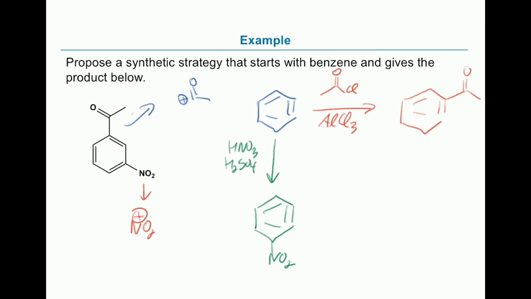All right, what do we do next? If I'm at my acyl, the red guy up top here, I need to now nitrate it, right? So I'll use the same conditions, HNO3, H2SO4. That'll get me to my nitrated product. Question, where does the nitro go? Meta to what?